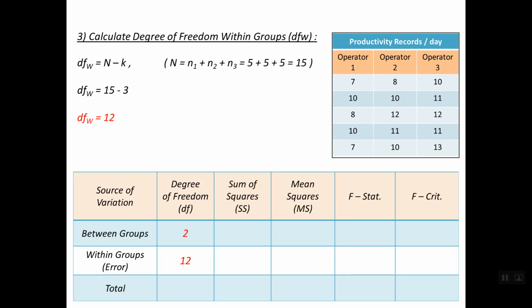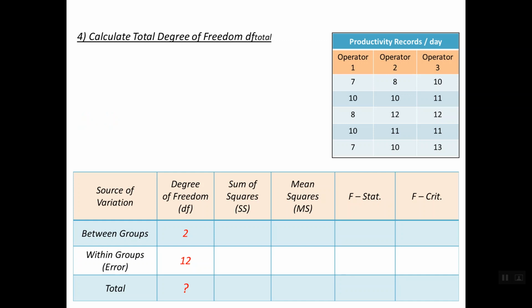So now we need to calculate the total degree of freedom. It's very simple. The total degrees of freedom is equal to the degree of freedom between groups plus the degree of freedom within groups. So this is the formula for df total. It's equal to dfb plus dfw. dfb is equal to 2, and dfw is equal to 12. So the total is 14. So now we have finished all the calculations for the degrees of freedom.